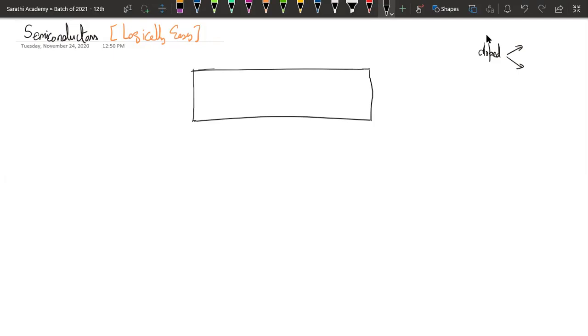Either you can add beryllium, beryllium नहीं, क्या होता है, boron. ठीक है, basically we can make it p type or n type. ये दो चीज होते हैं.